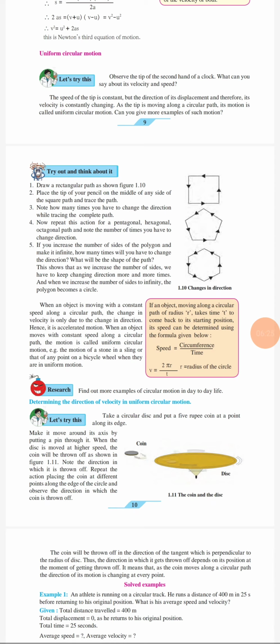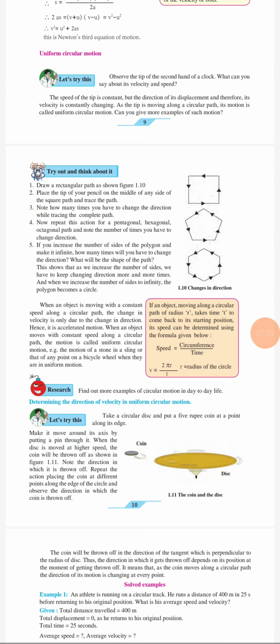Now the coin will be thrown out in the direction of the tangent, which is perpendicular to the radius of the disc. Why is it perpendicular? The disc is circular and we are putting a coin on it. Once you rotate it, the coin will be thrown out in a tangential direction. The tangential direction and the circular direction are always perpendicular. That's why it is said to be perpendicular to the radius of the disc.